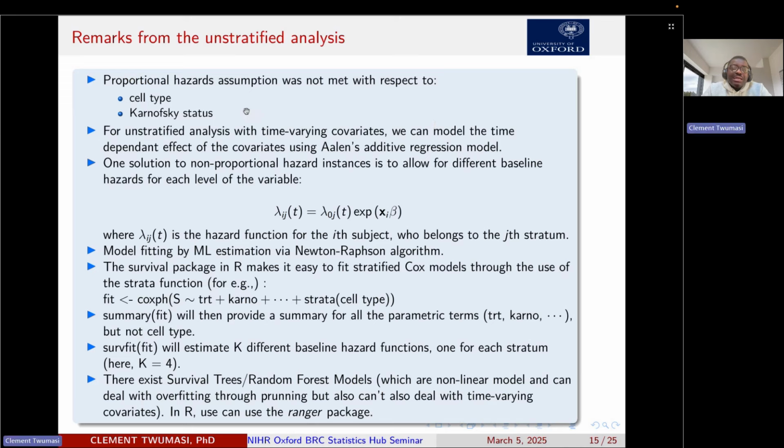The main remark here is that whenever a particular variable, let's say cell type, did not satisfy the proportional hazard assumption, we have to stratify our analysis with respect to that variable. To do that in R, with the same function you use to fit the Cox proportional hazard model, you just put strata around the particular variable that did not meet the assumption. But one take-home message is that when you stratify with respect to that variable, understand that you cannot make any inference on it.